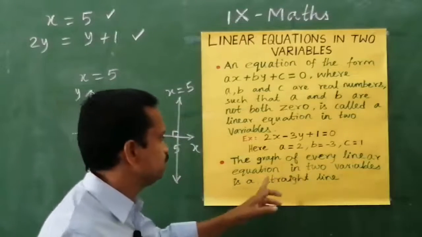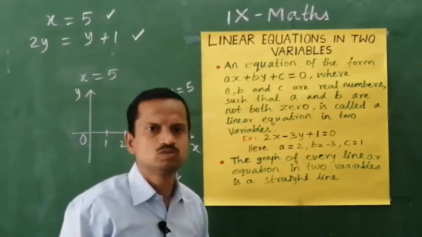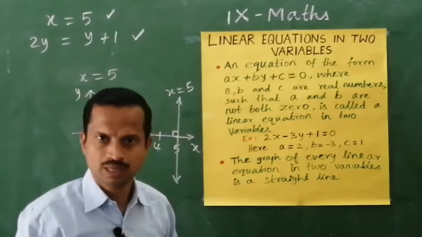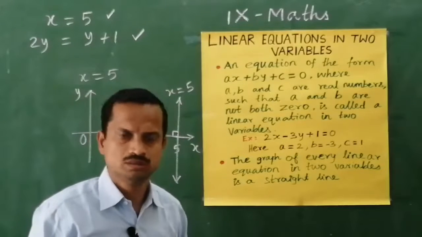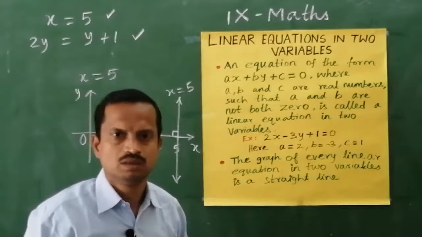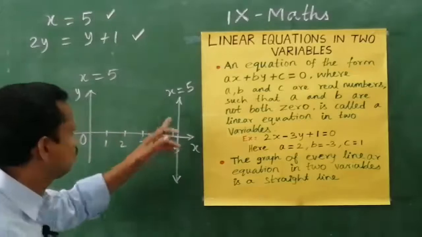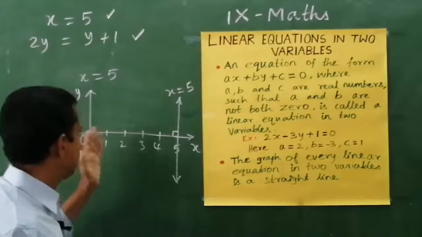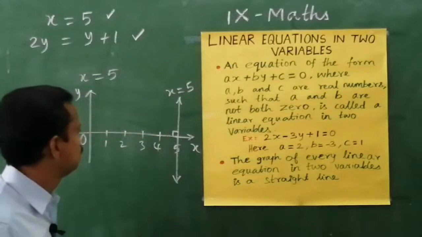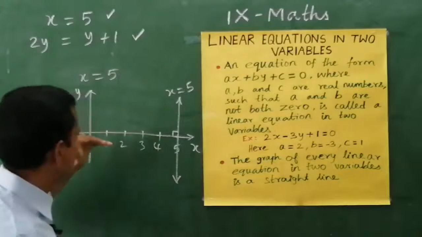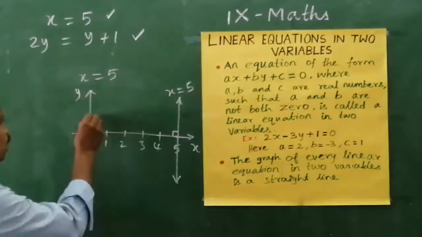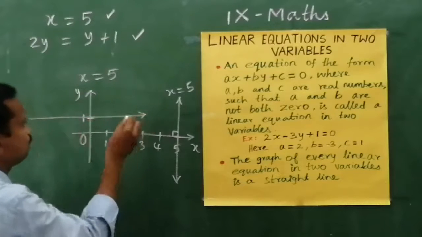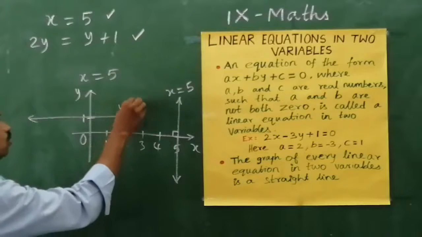And the graph of every linear equation in two variables is a straight line. That means a linear equation in two variables denotes nothing but a straight line. The one variable equation is also a line, but it is either parallel to y or parallel to x. Suppose y equal to 1: if we draw a line parallel to the x axis through 1, then that is y equal to 1.